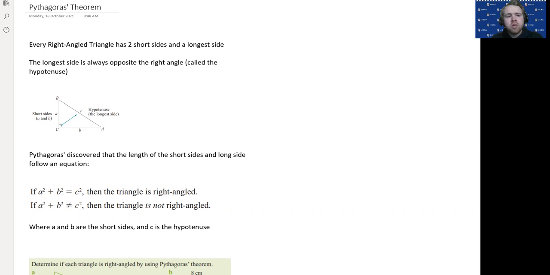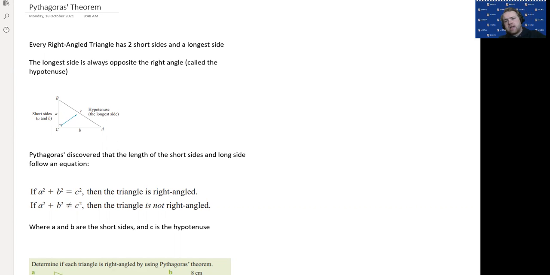So all the things we're going to be looking at in this topic have something to do with right-angled triangles. Now, a right-angled triangle is just a triangle that has a right angle in it, which we know is equal to 90 degrees. So one of the angles in the triangle is equal to 90 degrees, and the other two angles are going to be less than 90 degrees.